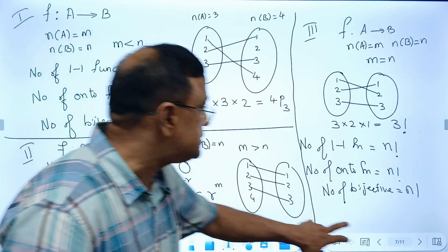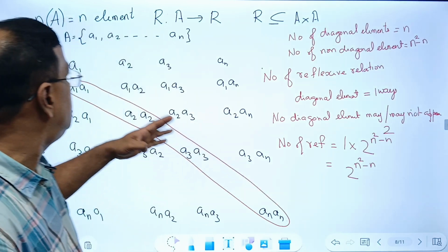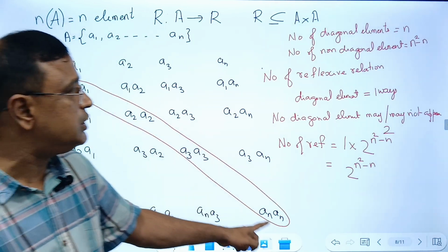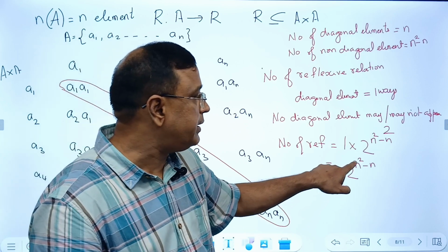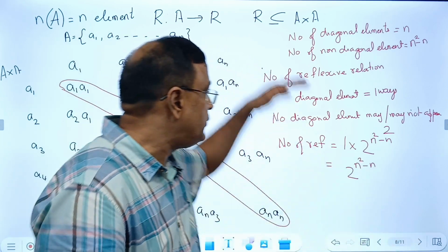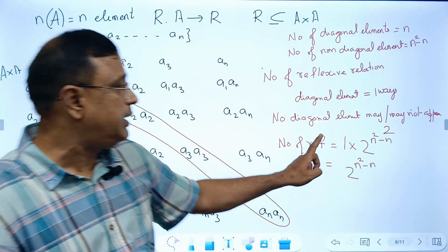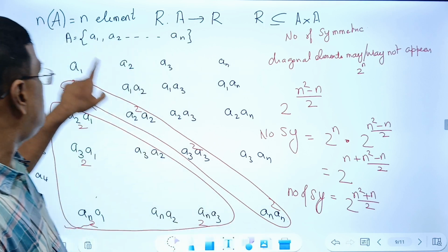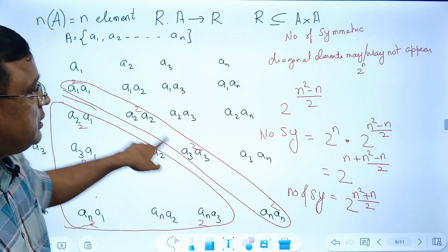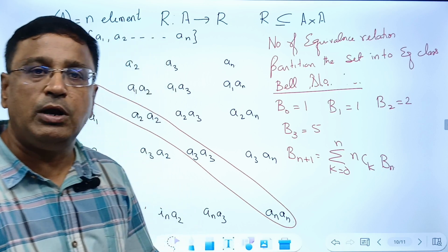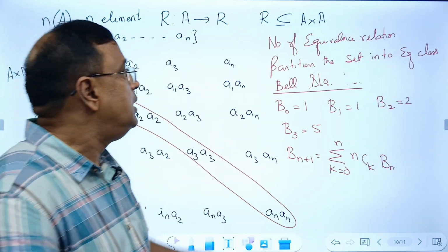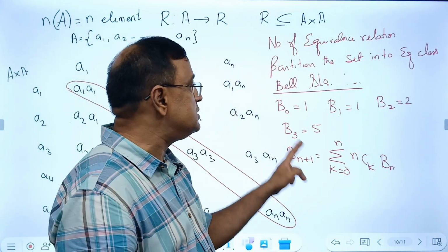I hope you understand this, especially the number of reflexive relations. The number of reflexive relations will be 2 power (n square minus n). If you understand the derivation, good. Otherwise, learn the formula by heart. The number of symmetric relations is 2 power ((n square plus n) by 2). You cannot have a formula for transitive, so I did not do it. And the number of equivalence relations is given by the Bell number.